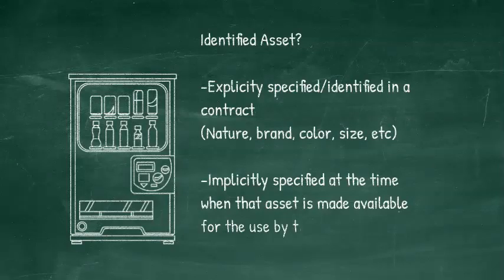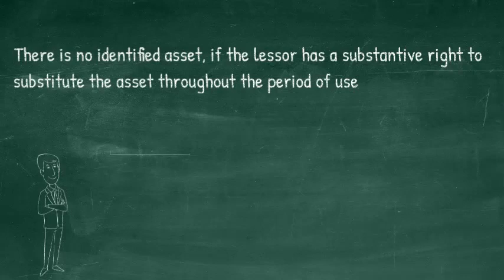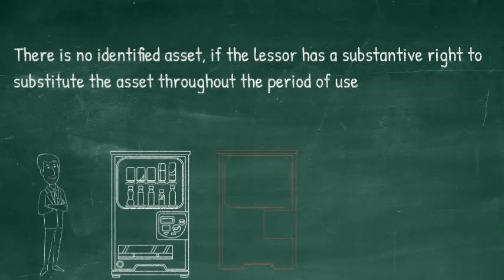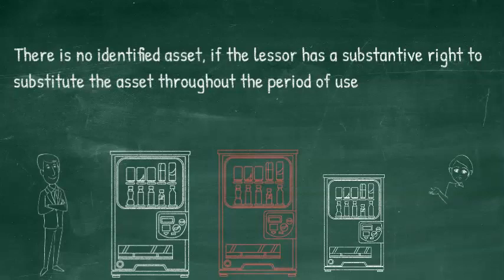So once we have an identified asset, we need to make sure that the supplier or lessor does not have substantive rights to substitute that asset with an alternate asset. For example, initially he gave this white vending machine. Next year he took that one and substituted it with a red one. And then later on he gave a smaller vending machine. He can't be substituting the asset identified in the contract.